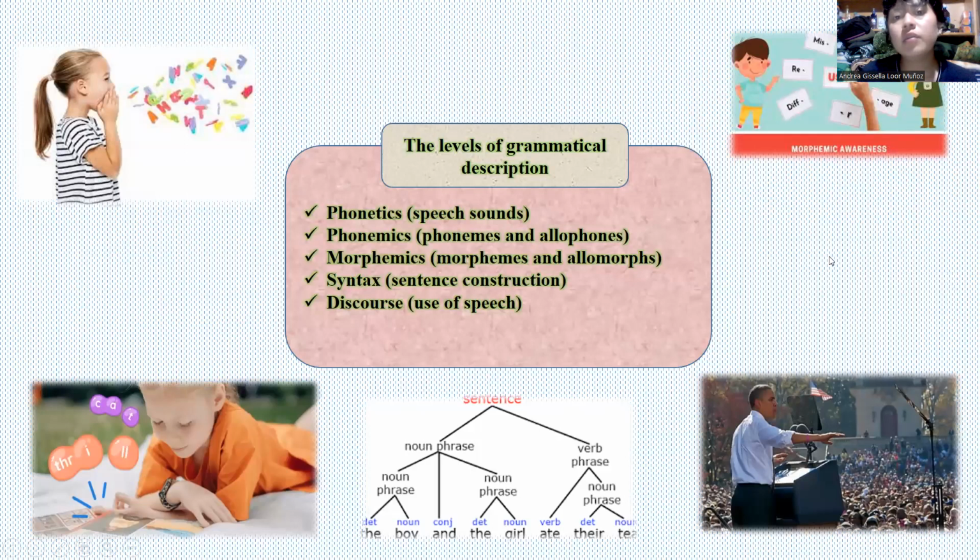Also, we have the levels of grammatical description. We have 5 points: phonetics, speech sounds; phonemics, phonemes and allophones; morphemics, morphemes and allomorphs; syntax, sentence construction; and the last one, discourse, use of speech.